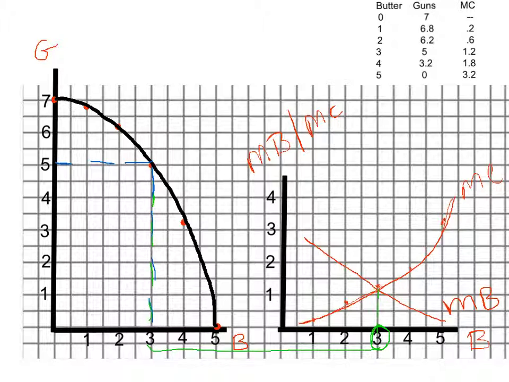So let's follow that thinking again. He'll produce butter up to the point where the marginal benefit equals marginal cost, because that's where he maximizes his happiness. So he'll produce 3 units of butter. At 3 units of butter, he would be able to produce 5 guns. Right there it is. That point, 3 butter and 5 guns, is what is known as the point of allocative efficiency.